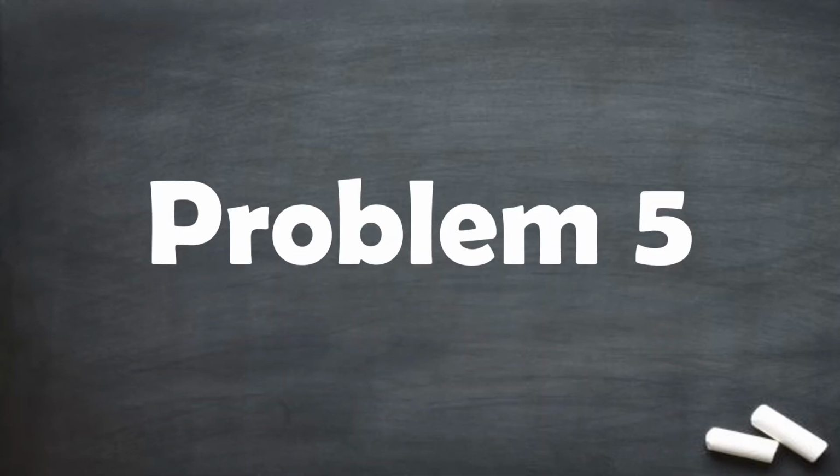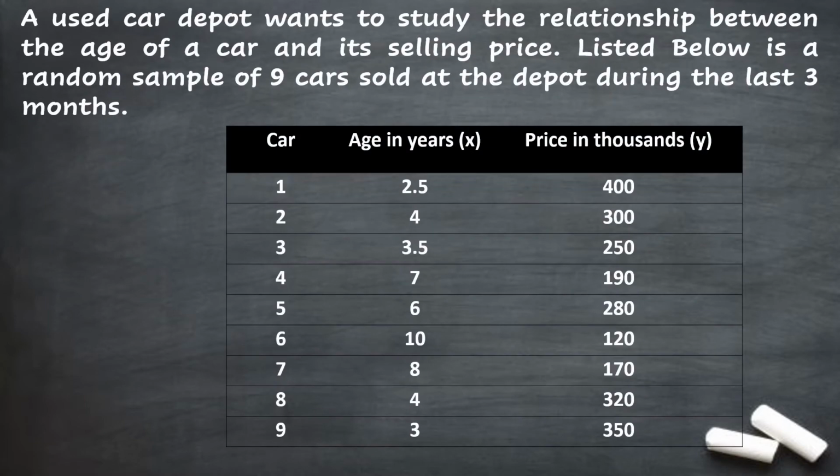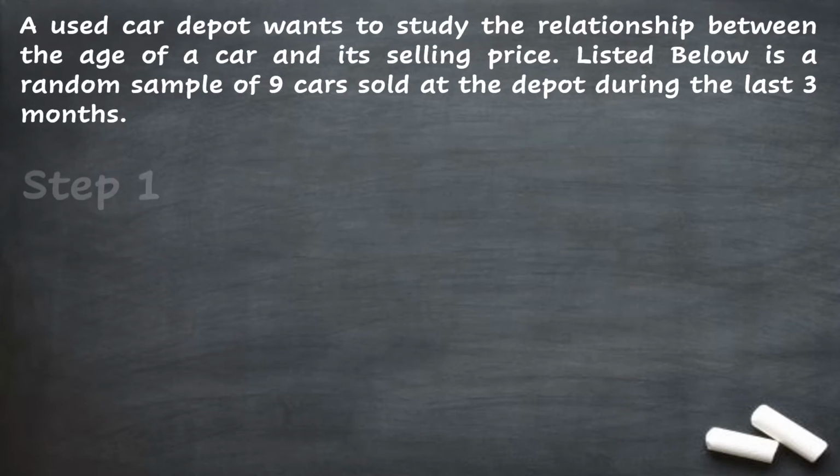Problem number 5. A used car depot wants to study the relationship between the age of a car and its selling price. Listed below is a random sample of 9 cars sold at the depot during the last 3 months. First step is to identify the null and alternative hypotheses.